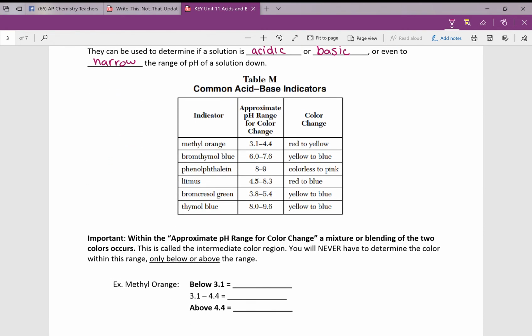The indicators on Table M, again, you're going to see two distinctive colors here. There's an important note down here: within the approximate pH range for color change, it's either going to be a mixture or a blending of the two colors. This is called the intermediate color region. You're never going to have to determine the color within that range, only below it or above it.